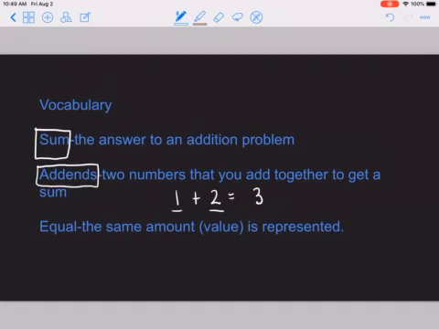Now, another term that is important that I just said would be equal. Well, what does equal mean? Well, equal means the same amount, or the value is the same when two things are represented. So when we have 1 plus 2 equals 3, those two things on each side of this equal sign need to be the same. So let's do a visual representation of that.